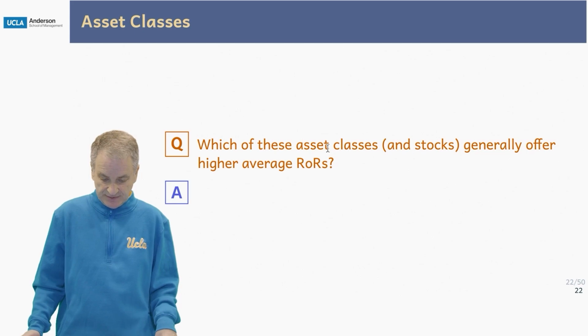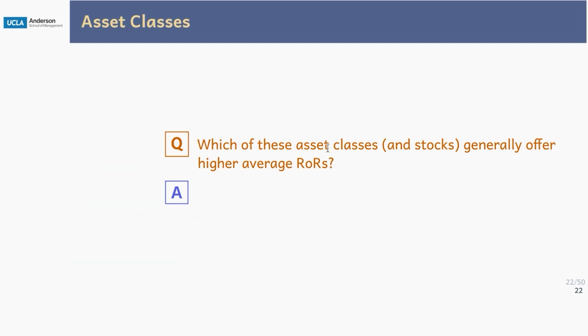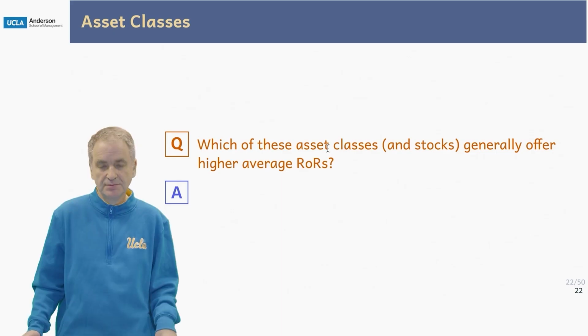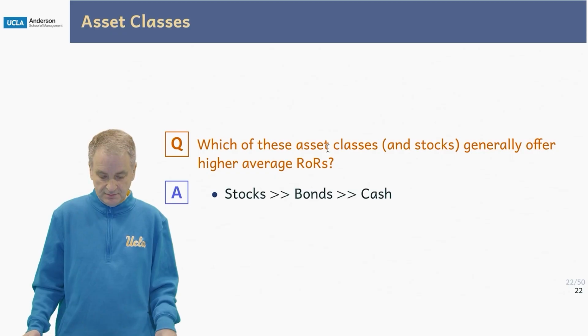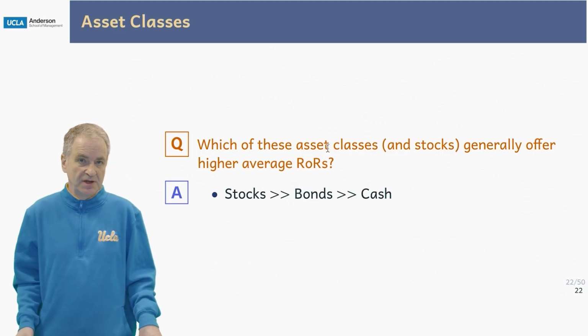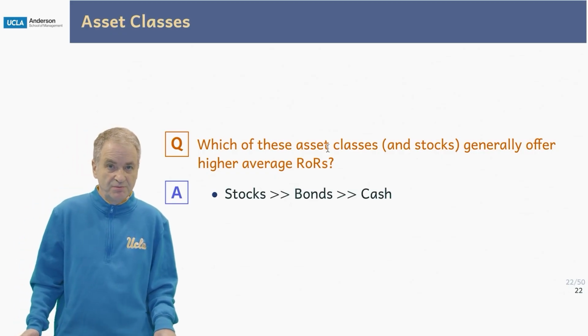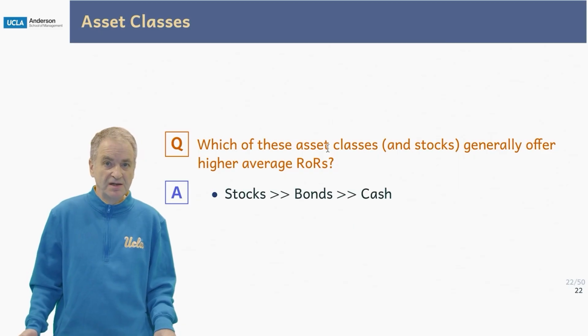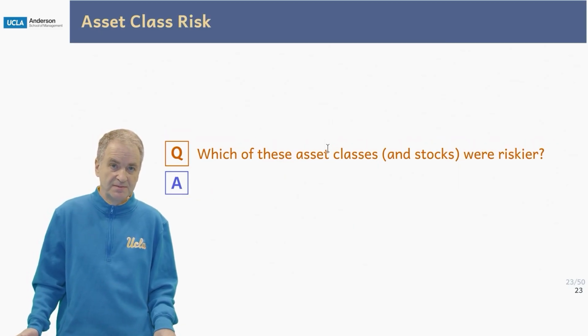Please pause this video now, answer the question on a piece of paper, and then continue. Okay, in this sample, stocks did best, bonds were next best, and cash was least best.